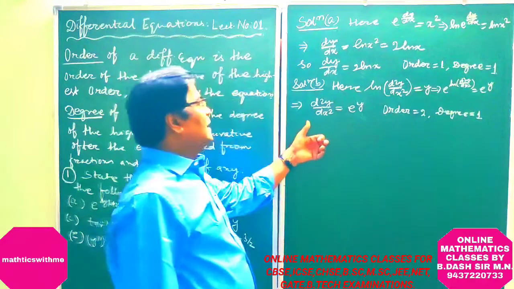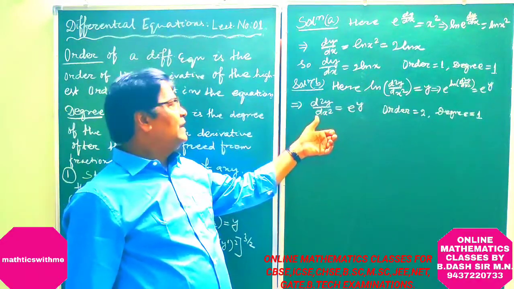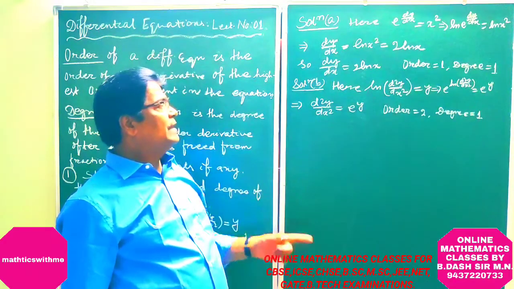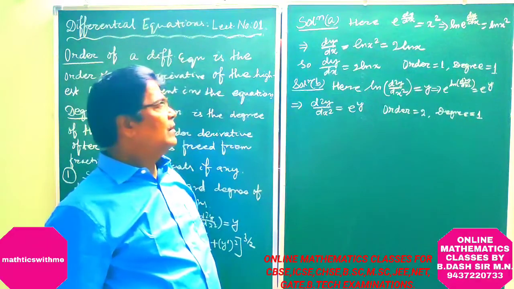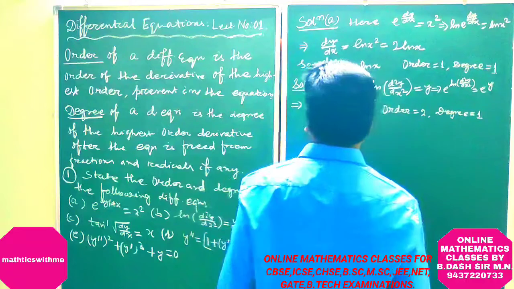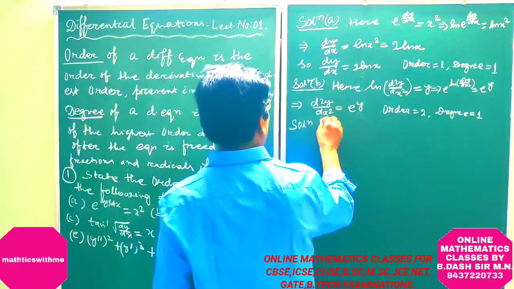Because here we are having d square y by dx square, so order is 2. When we see the power of d square y by dx square, that is 1, so that is called the degree of the differential equation, which is 1 here. Now solution for bit C.